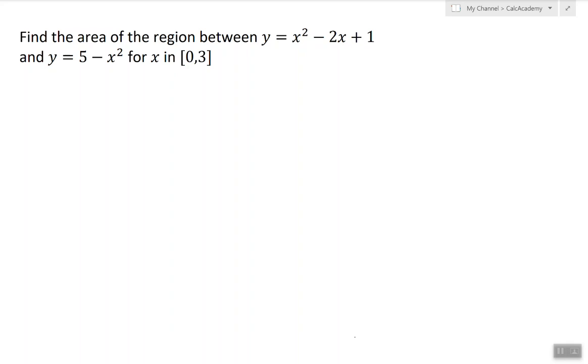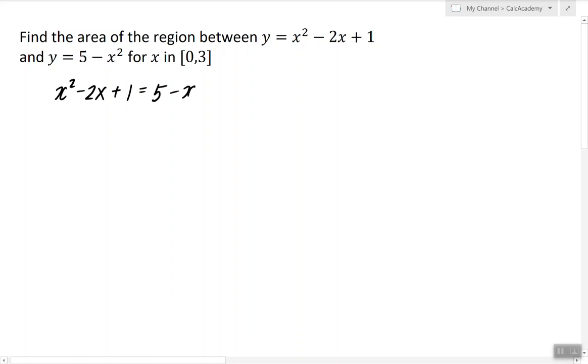In this video, I will show how to find the area of the region between the graphs of two functions. In this case, we have two quadratic functions on the interval from 0 to 3. So the first thing we want to do is find whether these functions intersect or not on the interval from 0 to 3. And if they do, we would like to know which function is above which function and on which interval.